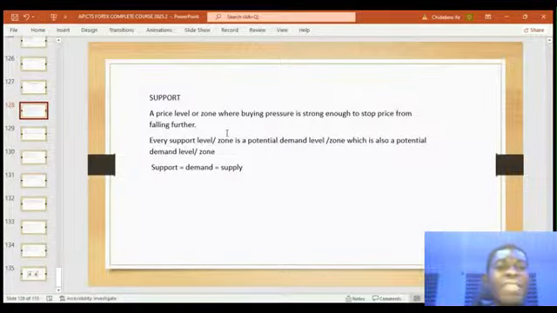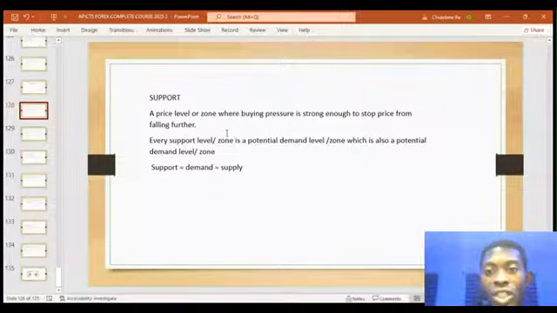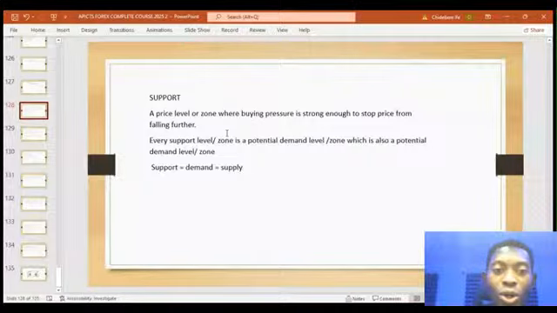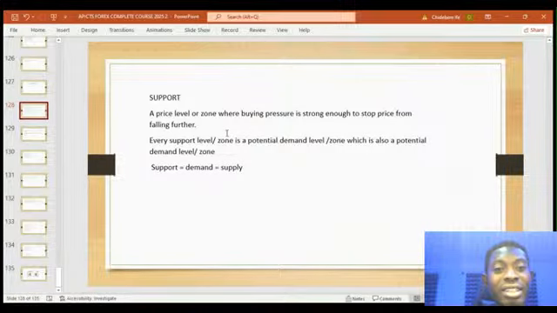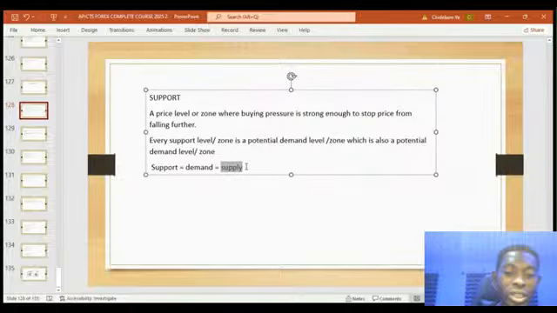Now look at what I wrote here. Every support level or zone is a potential demand level or zone, which is also a potential support level or zone. Don't worry, I'm going to explain that to you. This is where support and resistance becomes so beautiful. Support equals demand equals support again. I think I wanted to write support here.